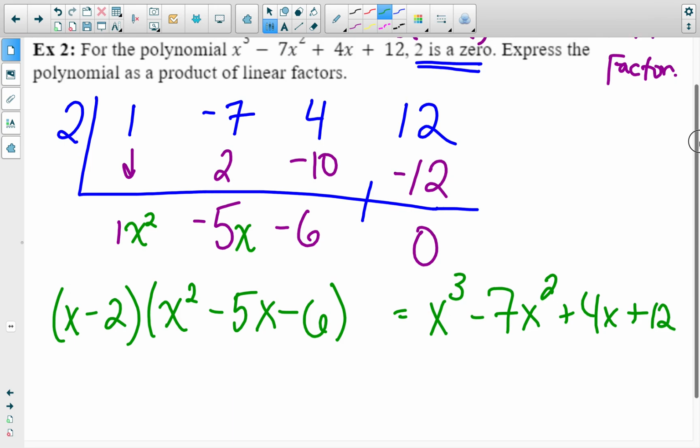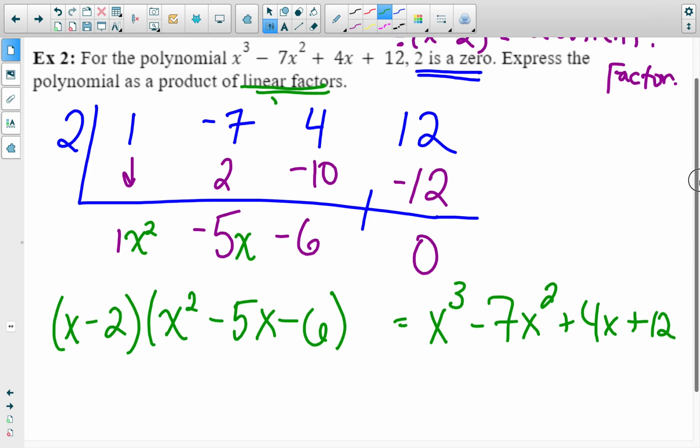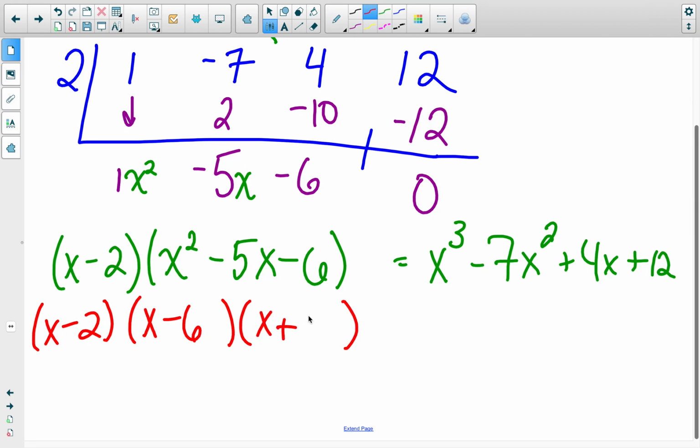And then it wants a product of linear factors, so we got to keep going, all right? We don't have a linear factor here. We have a quadratic factor. It's got that degree of 2. So we're just going to look at this quadratic piece and factor it. Okay, what can we factor x squared minus 5x minus 6 into? We can factor it into x minus 6, x plus 1. And that's your answer. That's it.